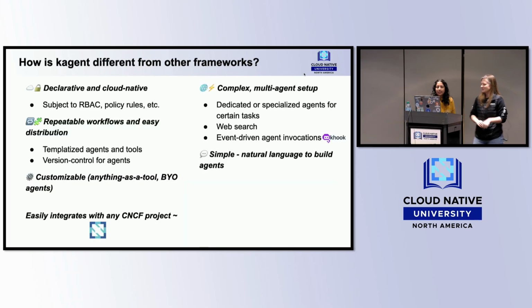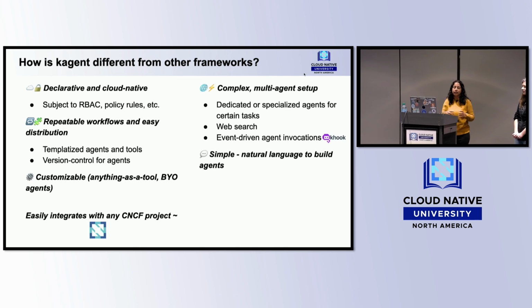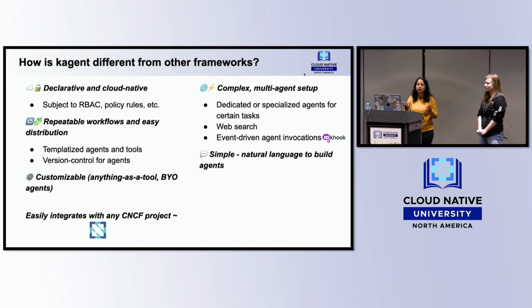Okay. So to wrap things up, what makes Kagent different from other frameworks? Because there's a lot of them out there. The thing is, Kagent was built to be cloud native. So it's all declarative, YAML, familiar pieces. And you get all of these Kubernetes features right out of the box, like RBAC, policy rules, security, all of that stuff. Secondly, it allows you to have repeatable workflows, so there's less randomness in your interactions, and then you can also distribute it easily.